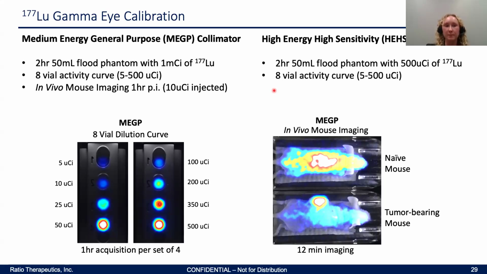And we performed this on both the medium energy general purpose collimator, MEGP, which is typically used for lutetium imaging, and also on the high energy, high sensitivity collimator, mainly so that we would be able to image lutetium on that same collimator to then compare data to actinium and keep the system parameters as close as possible.